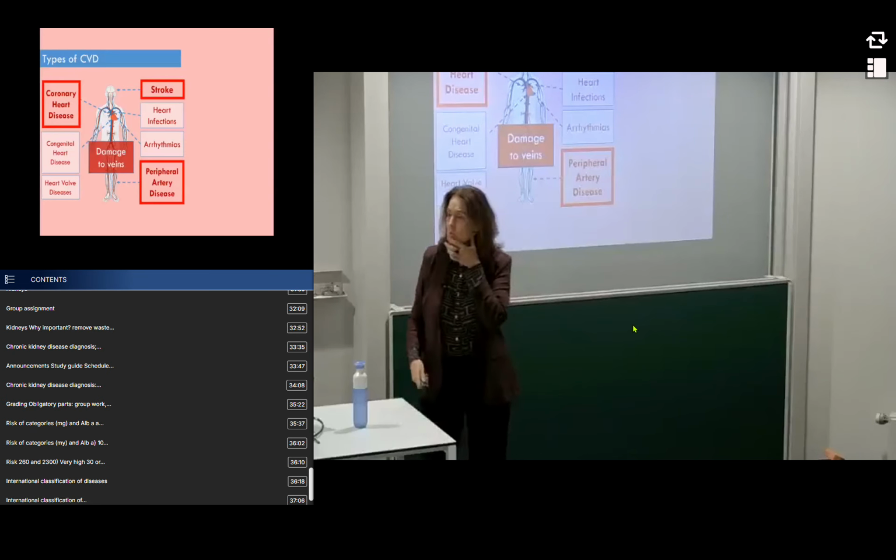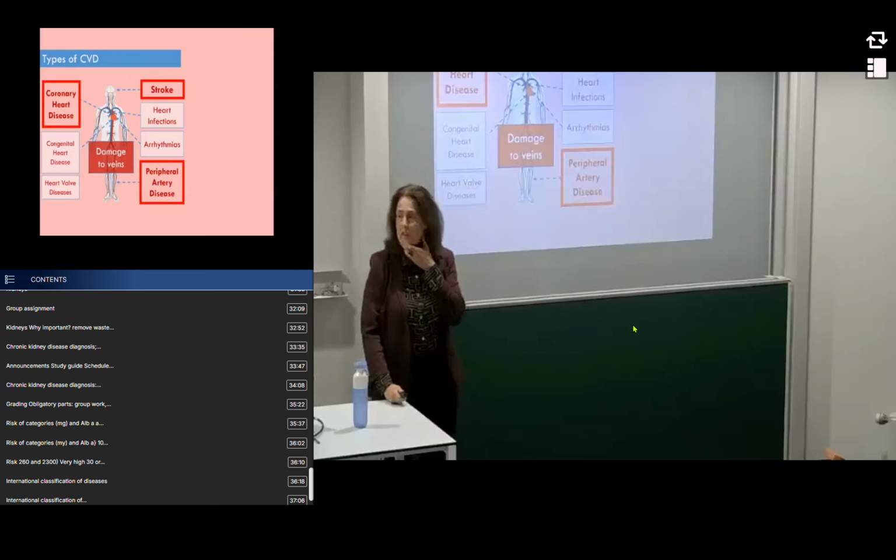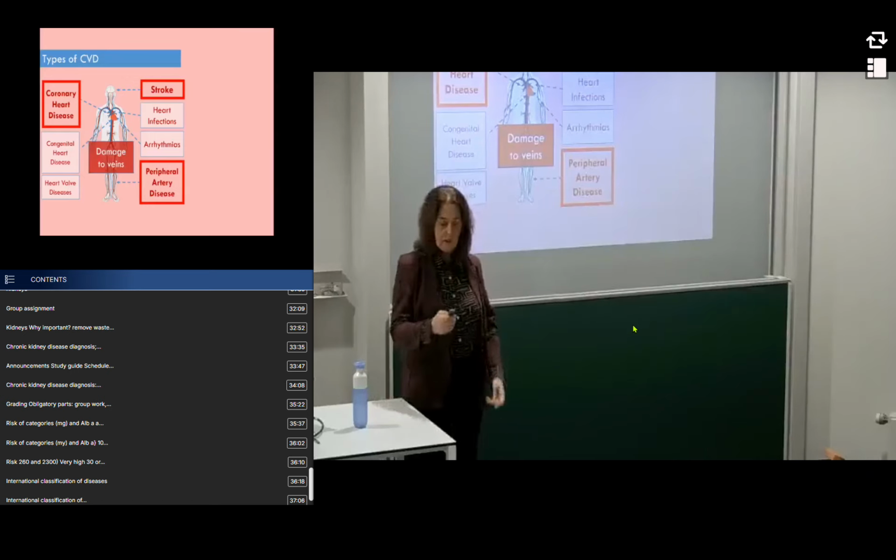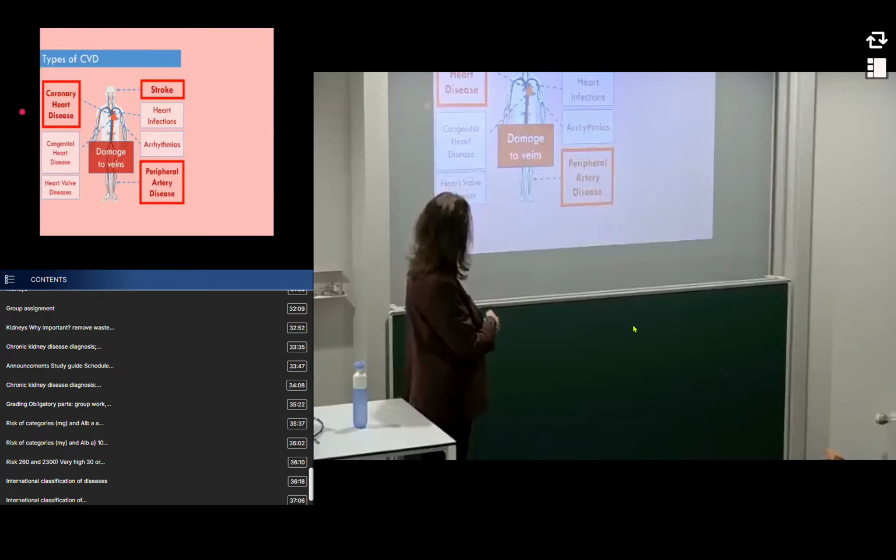Okay, I would like to discuss some types of cardiovascular disease. So as I told you, cardiovascular disease includes both coronary heart disease, which is mainly myocardial infarction, and stroke. But I forgot to tell you that also peripheral artery disease, so atherosclerosis in the legs, is also part of cardiovascular disease.